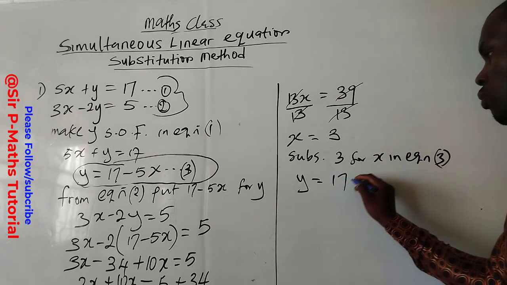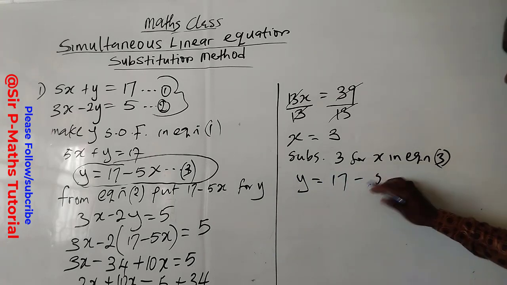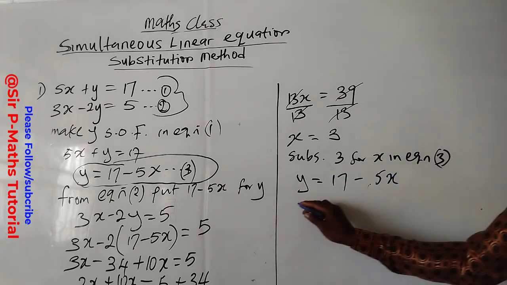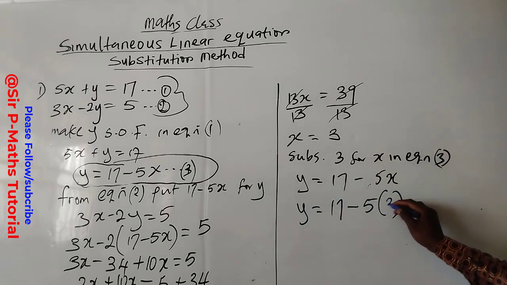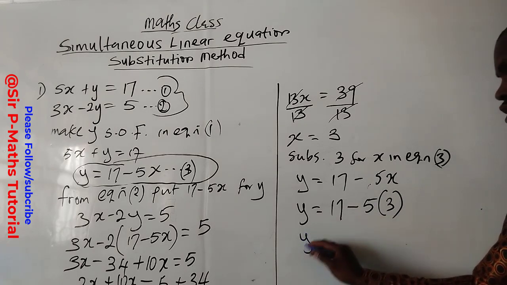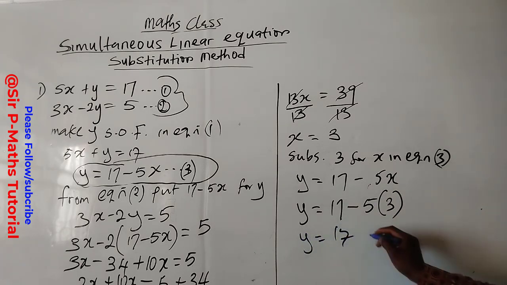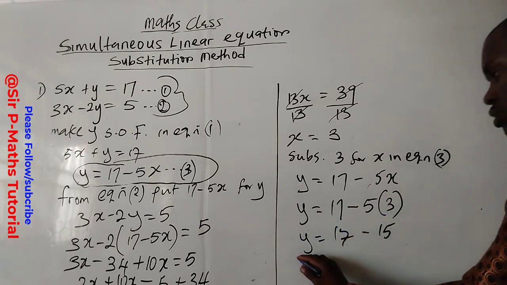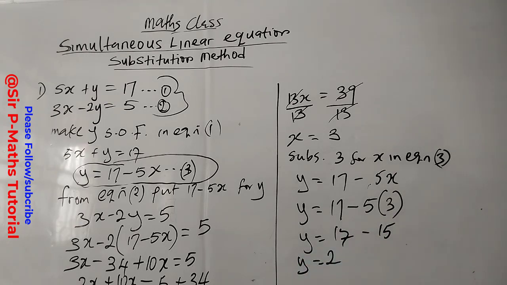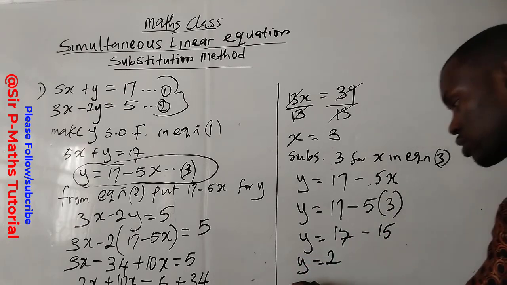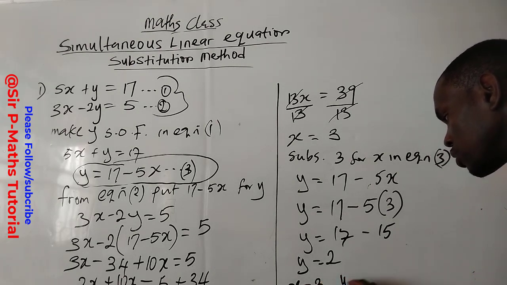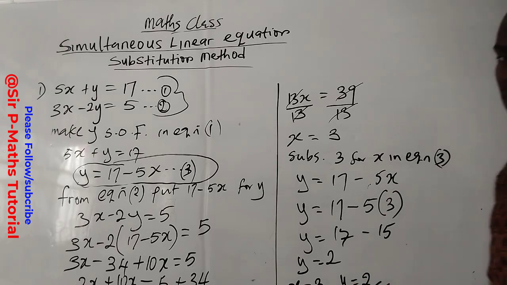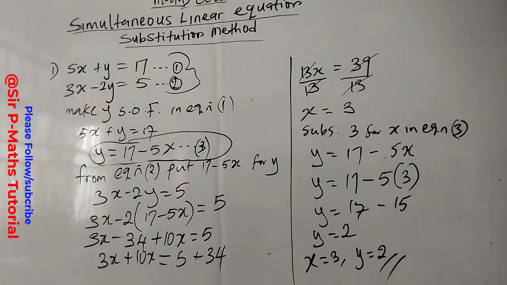Equation 3 says y is equal to 17 minus 5x. I'll have y equal to 17 minus 5 into 3. This will give me 17 minus 15 to have y equal to 2. Don't stop here. You now tell us that x is equal to 3 while y is equal to 2. This becomes our answer. We'll solve another problem to solidify this knowledge.